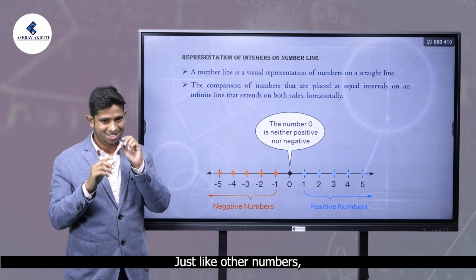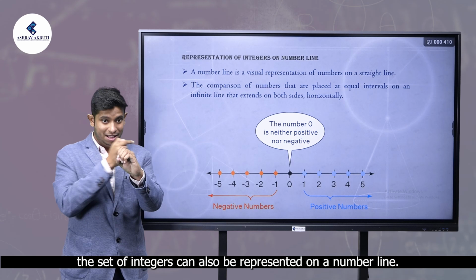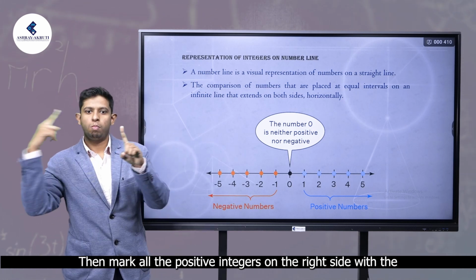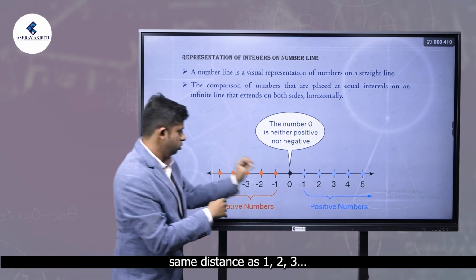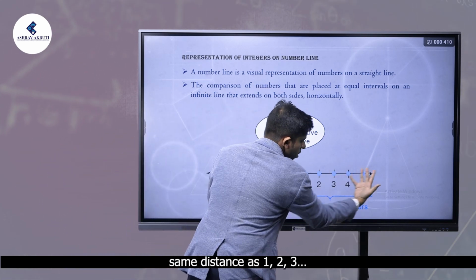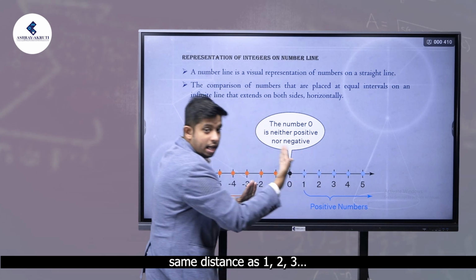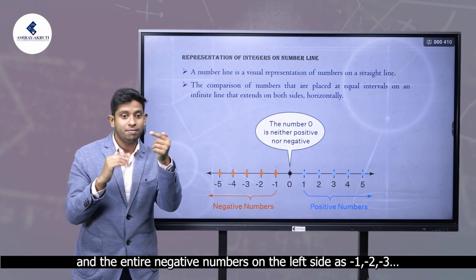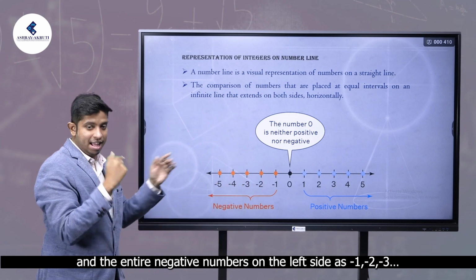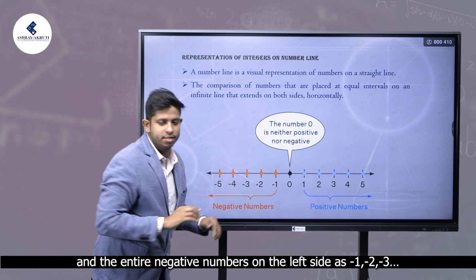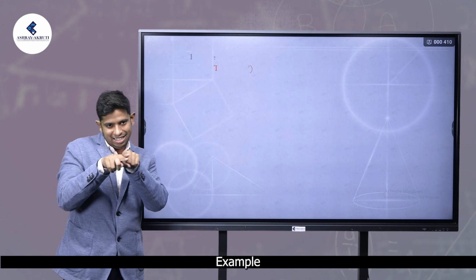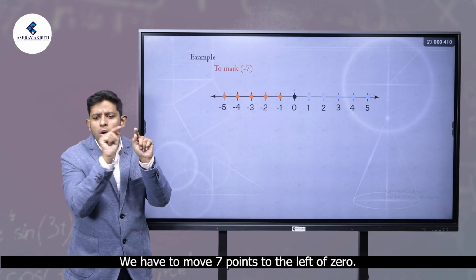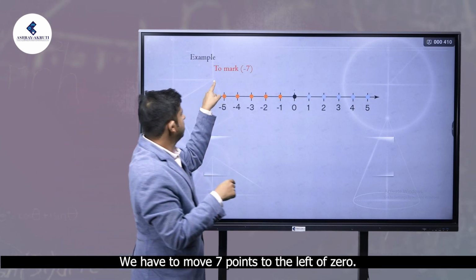Just like other numbers, the set of integers can also be represented on a number line. Then mark all the positive integers on the right side with the same distance as 1, 2, 3, and the negative numbers on the left side as -1, -2, -3. Example, to mark -7, we have to move 7 points to the left of 0.